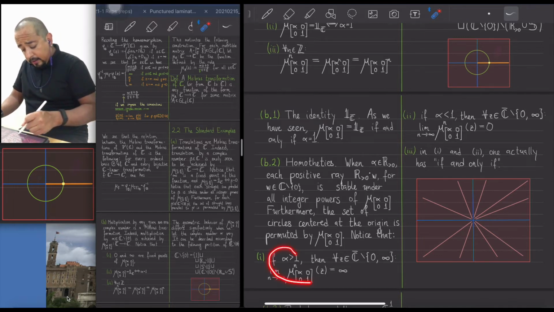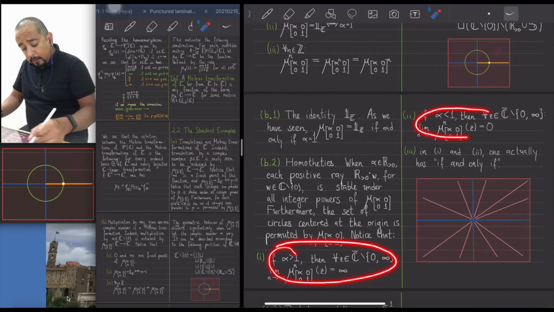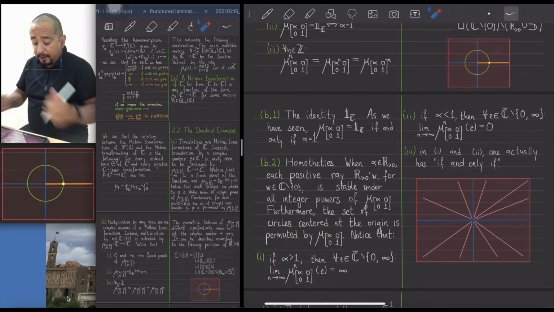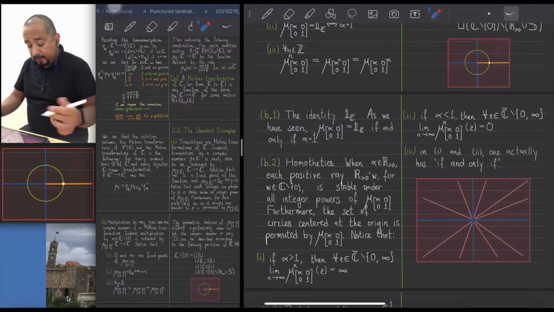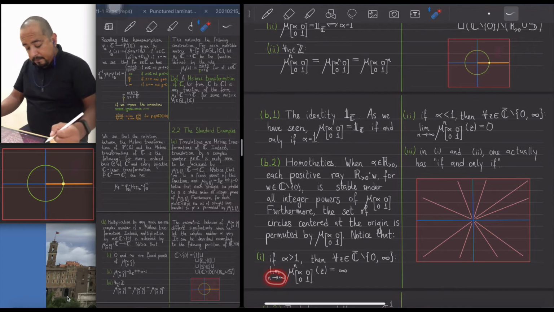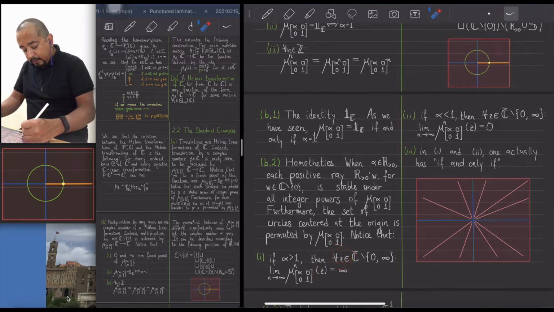Here I already mentioned that when alpha is greater than 1, multiplying by alpha enlarges each vector. It makes each vector longer. And actually, what happens is that if I keep iterating multiplication by alpha ad infinitum, I always get to infinity, right? I mean, for any z different from 0.